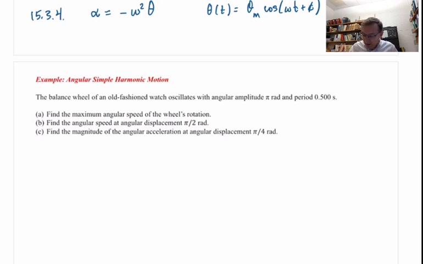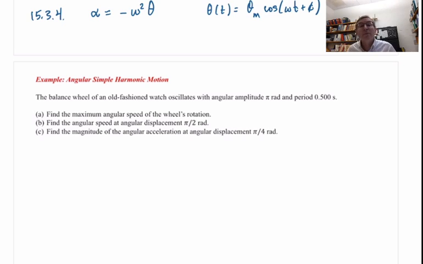Okay? And so let's suppose we have one of these balance wheels oscillating with angular simple harmonic motion with an angular amplitude, theta max, of pi radians and a period of half a second, 0.5 seconds.